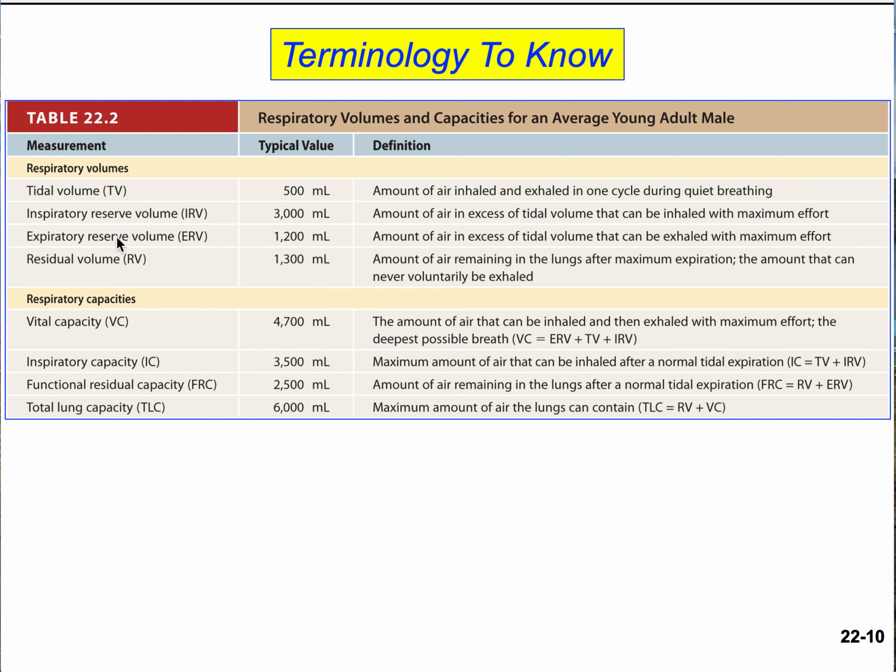What's your total inspiration capacity? 3,000 plus 500. That's right here. How much total could you have in your exhale part? Well, it's the exhale part plus the residual. And so the total maximum amount of air in the lungs, adding this all together, this 3,500 and 2,500 maxes out to 6,000.